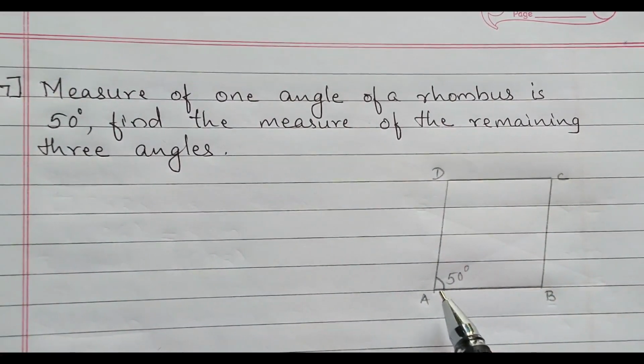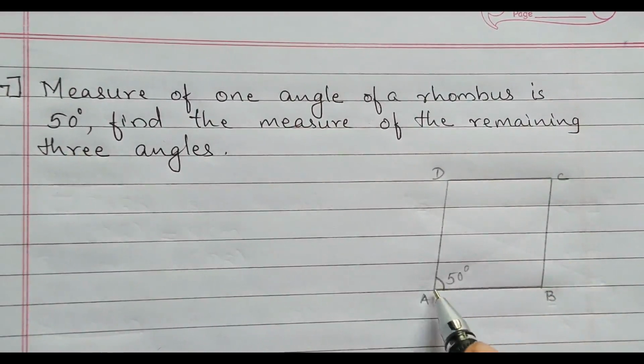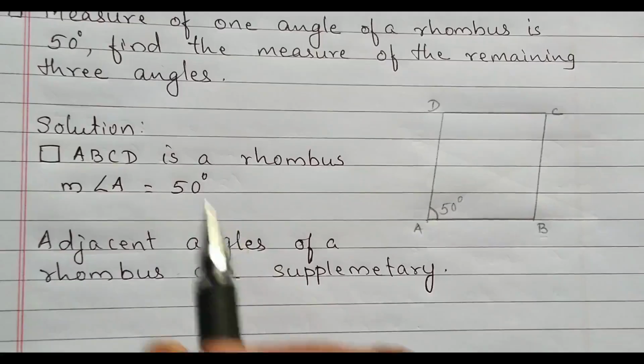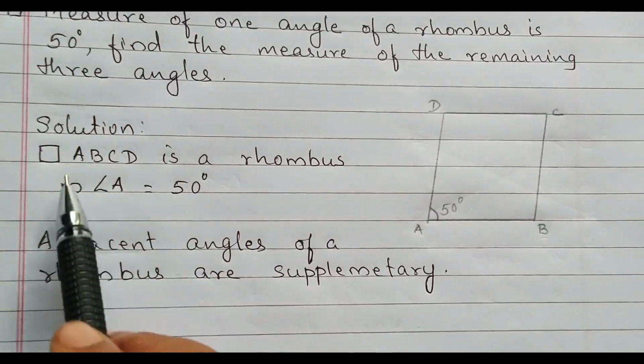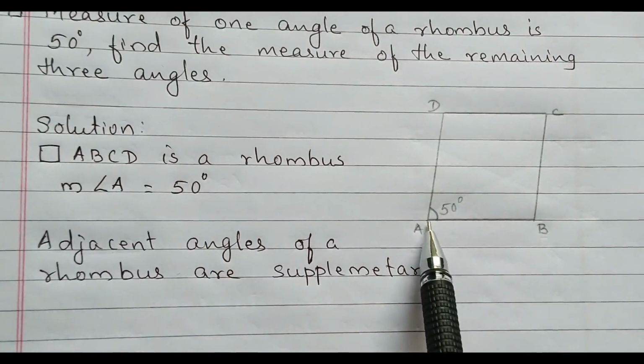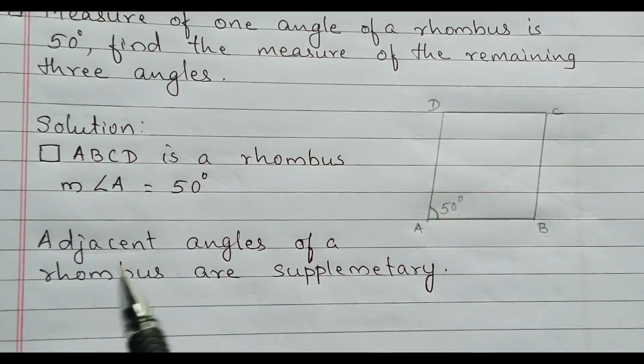We know the properties of rhombus. Now in a rhombus, the opposite angles are congruent and also the adjacent angles are supplementary. Using these two properties, we will be solving this sum. So the solution is quadrilateral ABCD is a rhombus and it is given measure angle A is 50 degree. We want to find the measures of all the other angles.